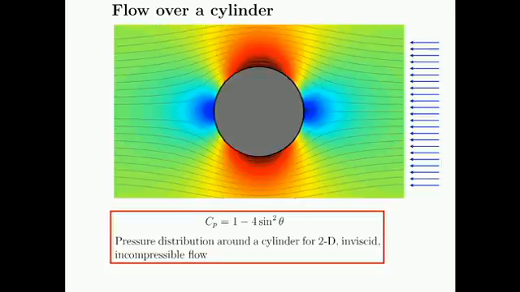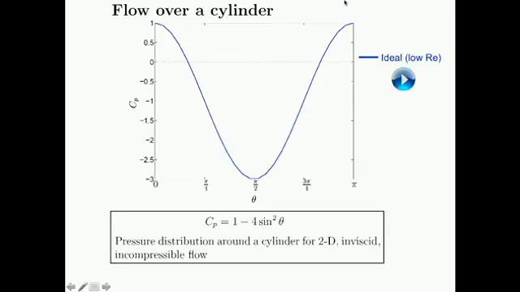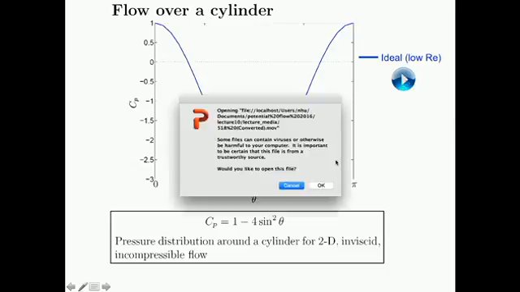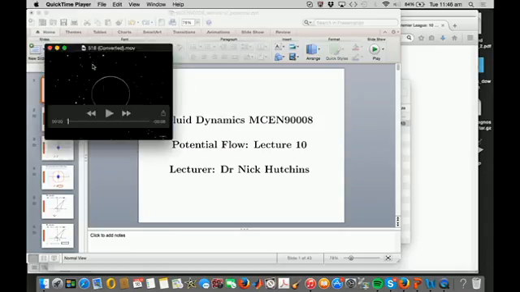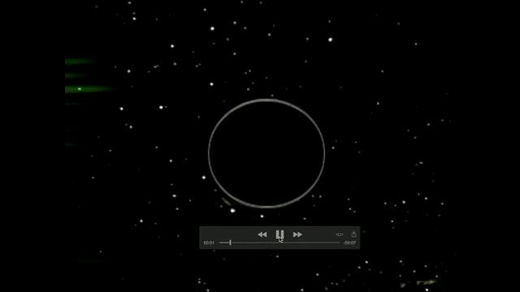Okay, so what we've calculated is the flow around a cylinder for a 2D inviscid incompressible flow, which for shorthand we'll call potential flow. And we've now got the pressure distribution for the potential flow around a cylinder. So this is an ideal scenario where there's no viscosity and no separation on the cylinder. So you can see that for certain low Reynolds number flows, they adhere quite well to that potential flow solution that we've come up with.